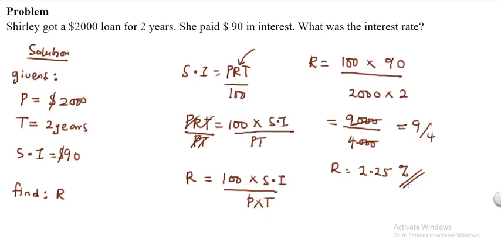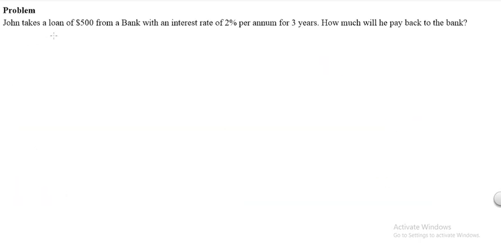Let's look at one last example in simple interest calculation. For this example, we are told that John takes a loan of $500 from a bank with an interest rate of 2% per annum for 3 years. How much will he pay back to the bank? Let's write out our solution.